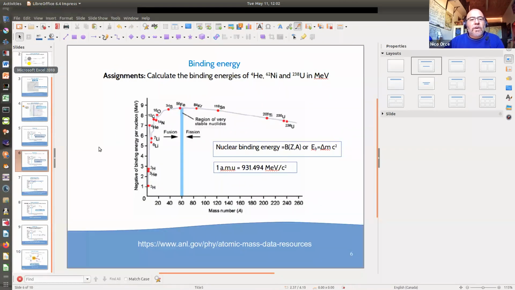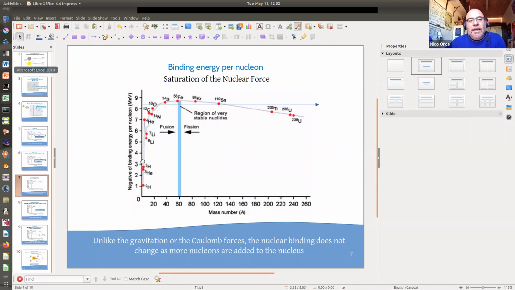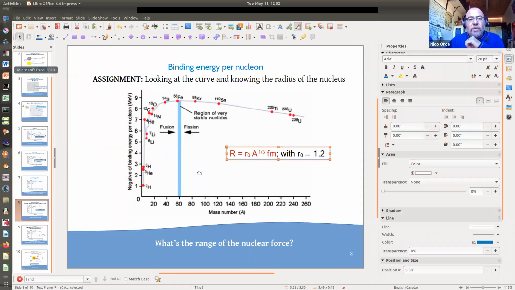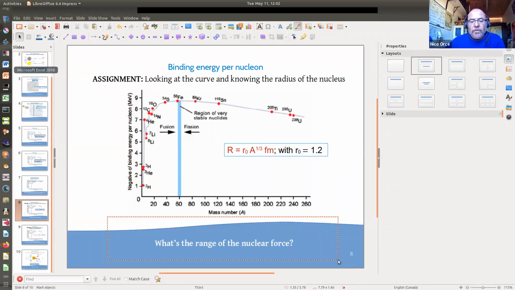All right. So then I want you to see how the more particles you add doesn't have any effect in the nuclear force. And finally, from this plot, I want you to be able to read graphs. This is a very important tool that you are going to acquire sooner than later, right? We need to know how to read graphs. So this graph will tell us what is the range of the nuclear force.